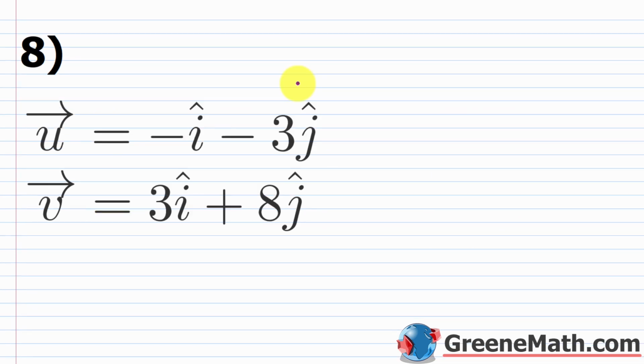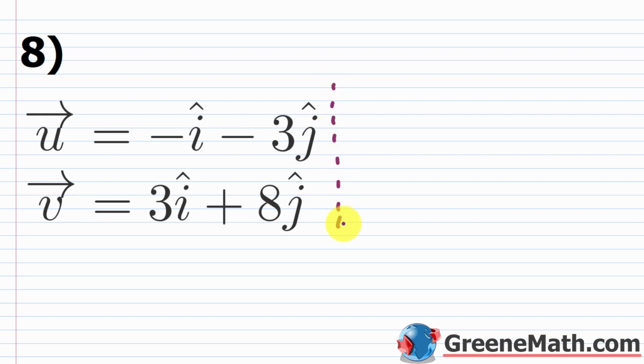All right, let's take a look at problem number 8 now. So here we have our vector u. This is now written as a linear combination of the unit vectors i and j. So we have the negative of the unit vector i minus 3 times the unit vector j. And then for the vector v, it's written in the same way, as a linear combination. So here this is equal to 3 times the unit vector i plus 8 times the unit vector j.